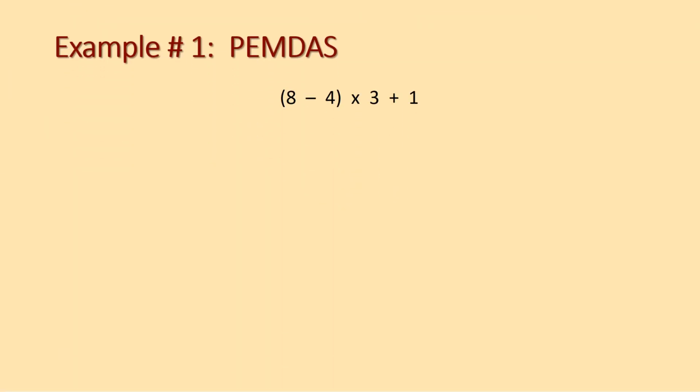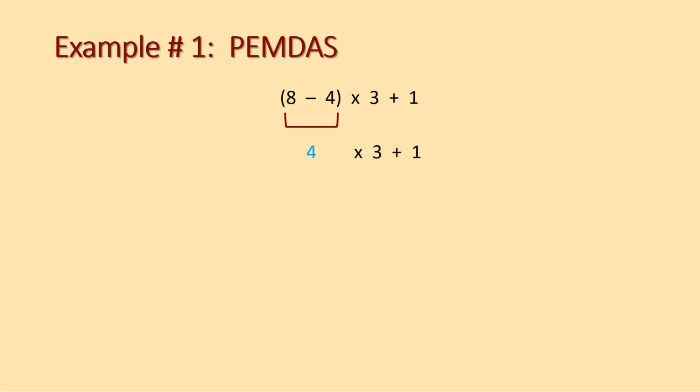Alrighty, we have example number 1. Now, in these first few examples, we're going to be looking at just our operations, and we're not going to worry about significant figures. All right, so we look at our problem and we see we have a set of parentheses, a subtraction, a multiplication, and an addition. PEMDAS indicates that we perform whatever operation is inside those parentheses. So let's do that. 8 minus 4 is 4.